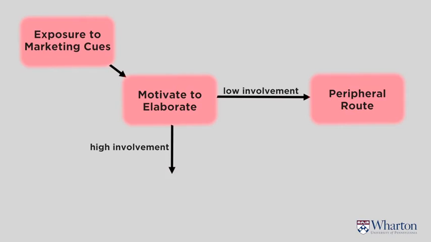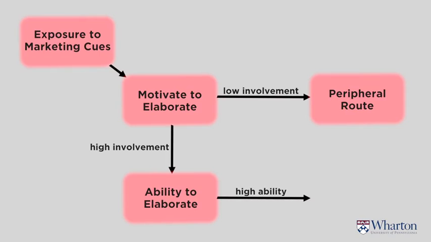On the other hand, if there's high involvement and they are motivated to elaborate, then the next question you have to ask is, do they have the ability to elaborate? Is the message something that they can figure out if they think about it? And if the answer to that is yes, then you're going to use the central route. If the answer is no, you have to go back to the peripheral route. Okay, so to get to the central route, where it's systematic argument, people have to be motivated and they have to have the ability. If either one of them isn't true, you've got to go to peripheral cues.